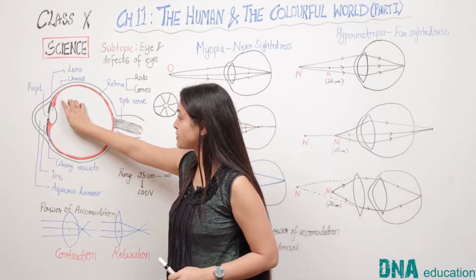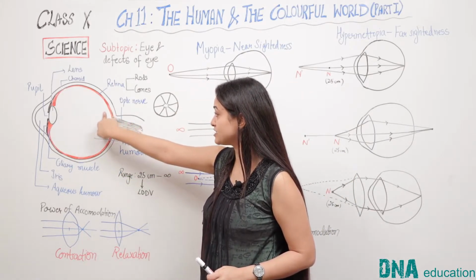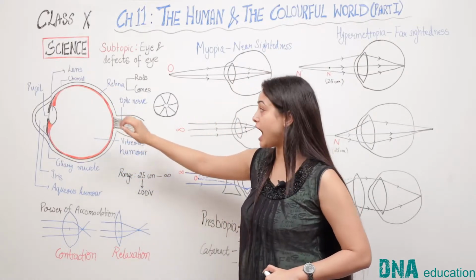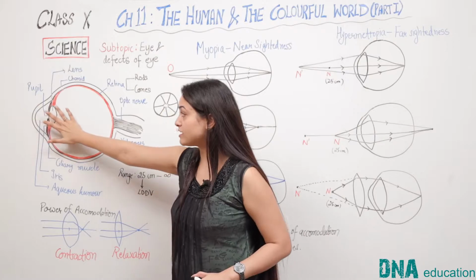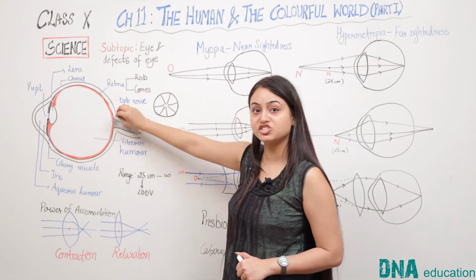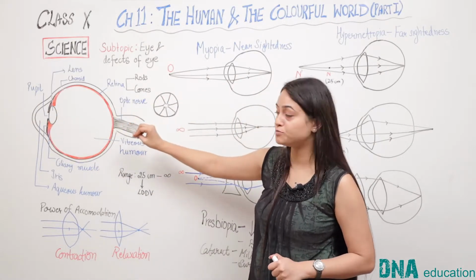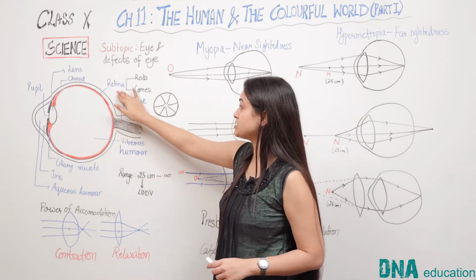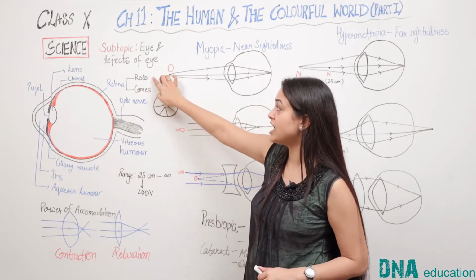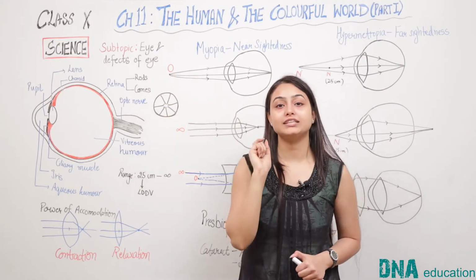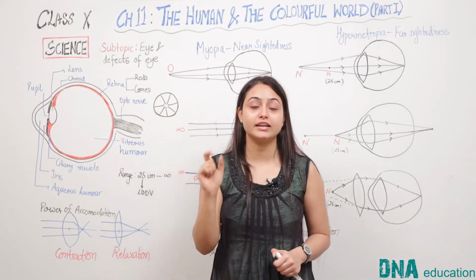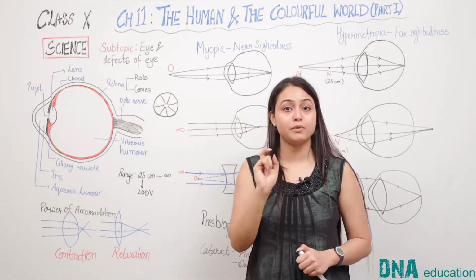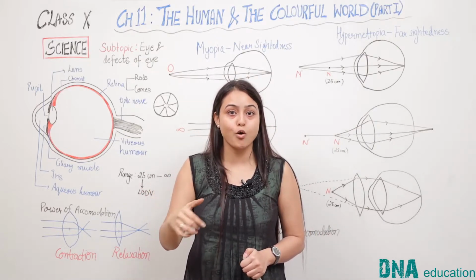Moving on to the next parts, as you can see here, this red membrane indicates retina. It is a very important part of the eye because the light rays falling on the eye lens converge at retina and the image of objects is formed on retina. Now retina consists of two types of cells, rods and cones. Rods are the cells which help us to see in dark. Similarly, cones are the cells which help us to see in daytime or in light.